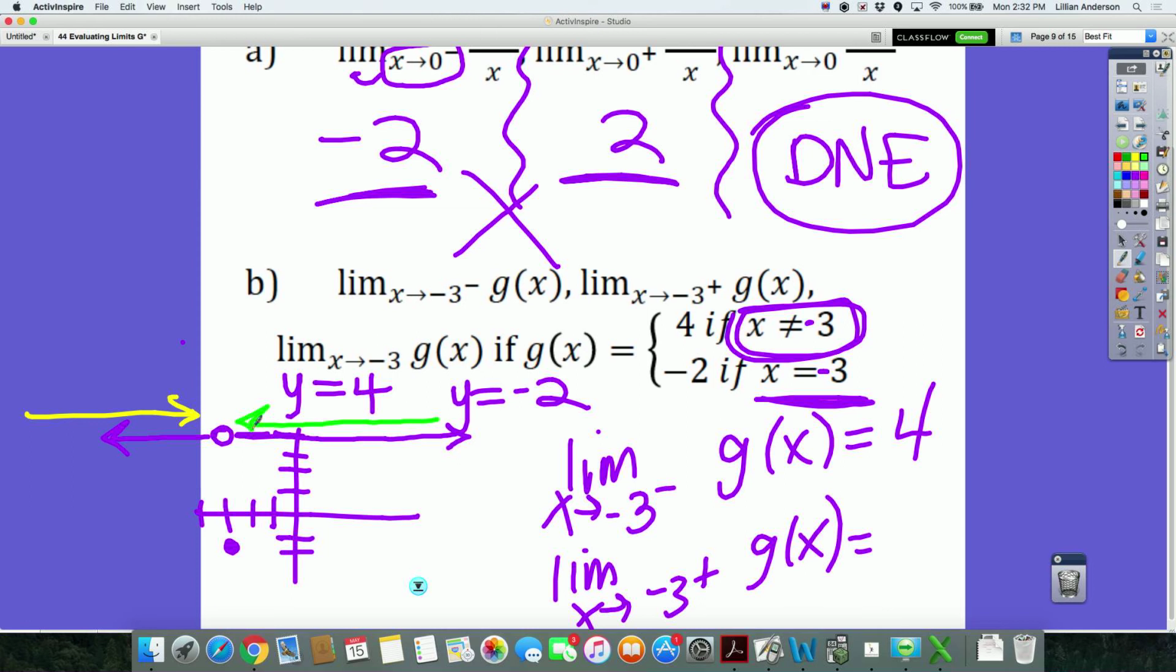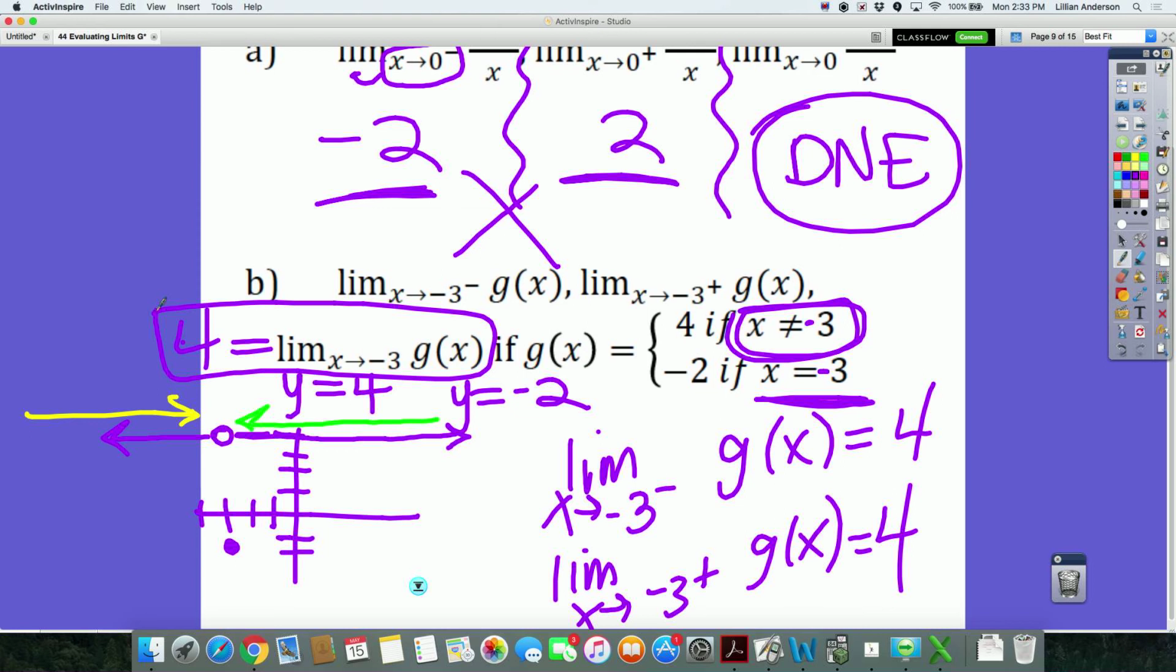We would use the one that includes all the points. You want to use the part of the graph that shows you coming from the right-hand side. These two are the same, yes? So what's the limit as x approaches -3? Does it exist? Yes. And what is the value? 4. Because it's the same number that it's approaching.